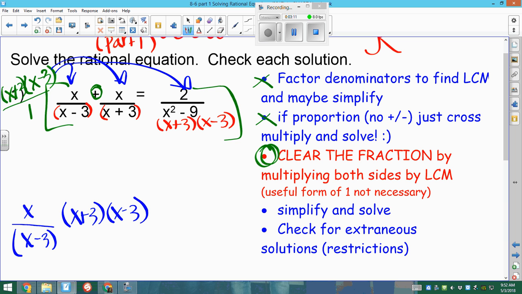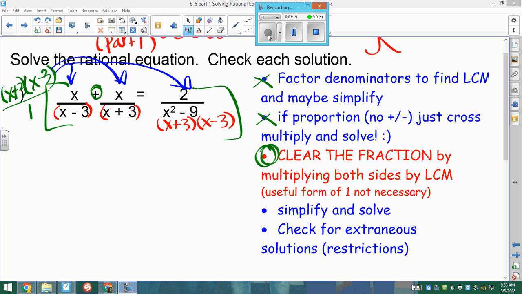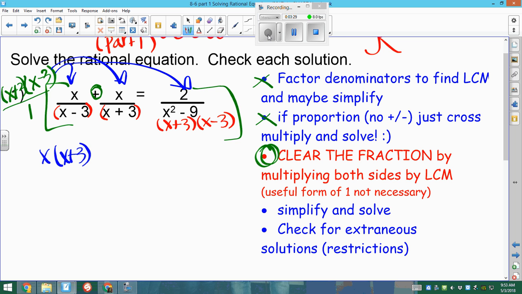So some stuff will cancel. Those x minus 3s are going to go away, and then I will be left with the x times x plus 3. That's what I'm going to write down. Now, if I was teaching this in class, I would just use my hands to cover up those factors. So the x minus 3s cancel. I'm left with x and x plus 3. So I'm going to repeat that process. Now I'm looking at the second fraction.